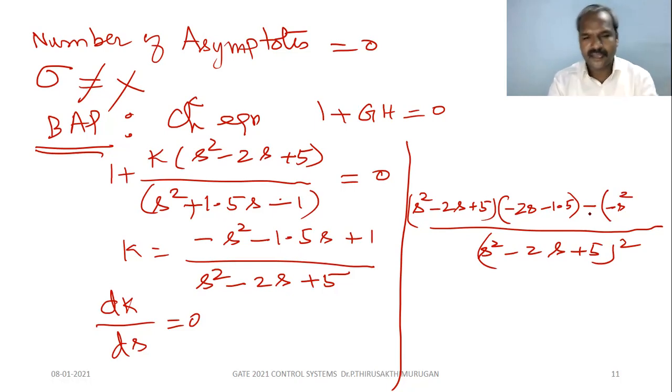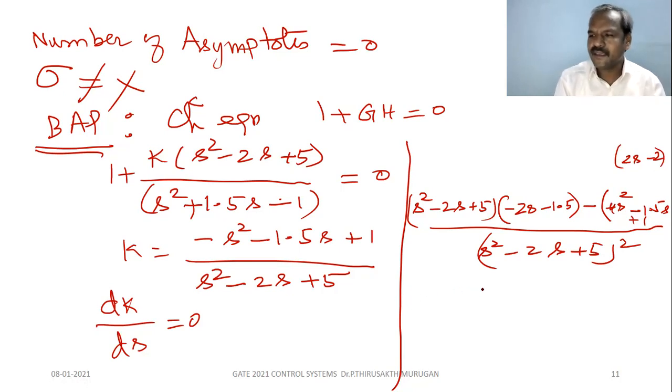So equal to 0. So minus (s square plus 1.5s minus 1) into the differential of the denominator, 2s minus 2. If you simplify this, we will be getting 3.5 s square minus 12s minus 5.5 equal to 0.